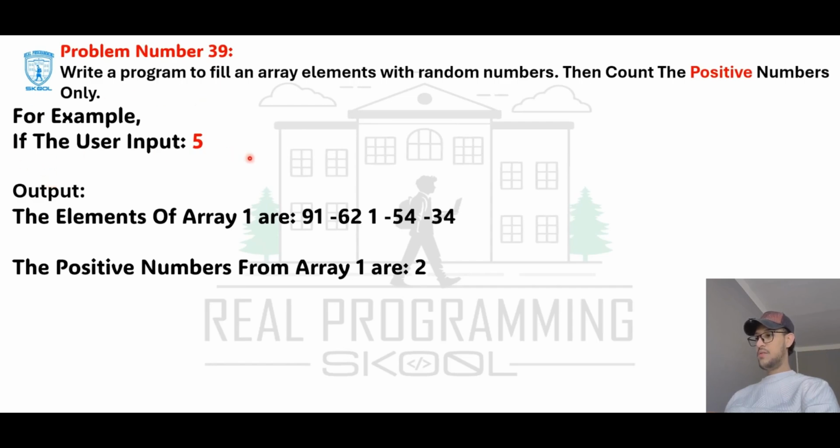If the user inputs 5, the output should be the elements of array 1 are 91, -62, 1, -54, -35, 34. The positive numbers from array 1 are 2 because we count them. We don't want to copy them to another array and print them. We just want to count how many positive numbers we have in our array. There are 2, 91 and 1, and that's correct. So let's go to Visual Studio to see how we're going to convert this requirement into code.